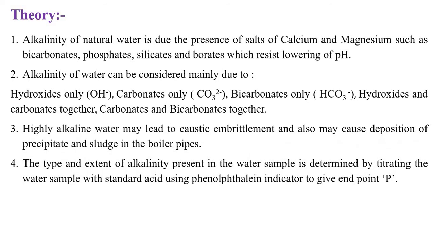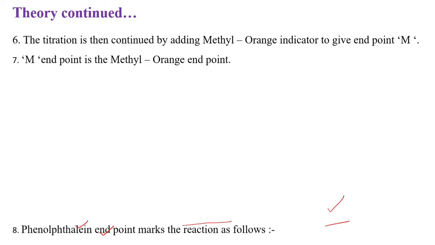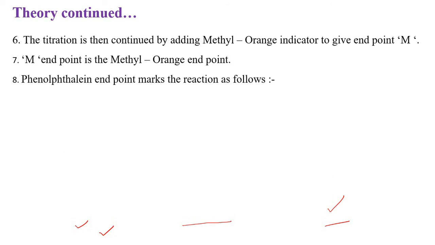Then, the salts which are responsible for alkalinity in water, and the amount of the particular salt, can be determined by a simple acid-base titration method by using phenolphthalein indicator and the other one, that is methyl orange indicator. The phenolphthalein indicator gives you the P point and the methyl orange indicator gives you the M point in the titration.